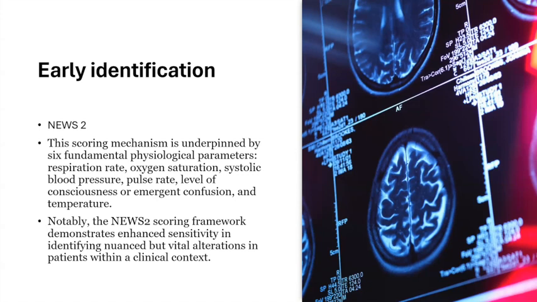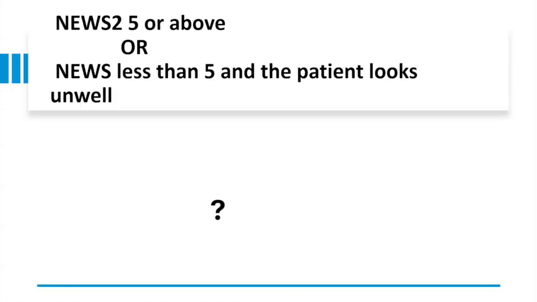Now, there is the NEWS score. NEWS2 is the newest, currently used in the UK, Australia and elsewhere. It is mainly based on physiological parameters: respiratory rate, oxygen saturation, systolic blood pressure, pulse, level of consciousness, and temperature. And in this context, how do we use it?